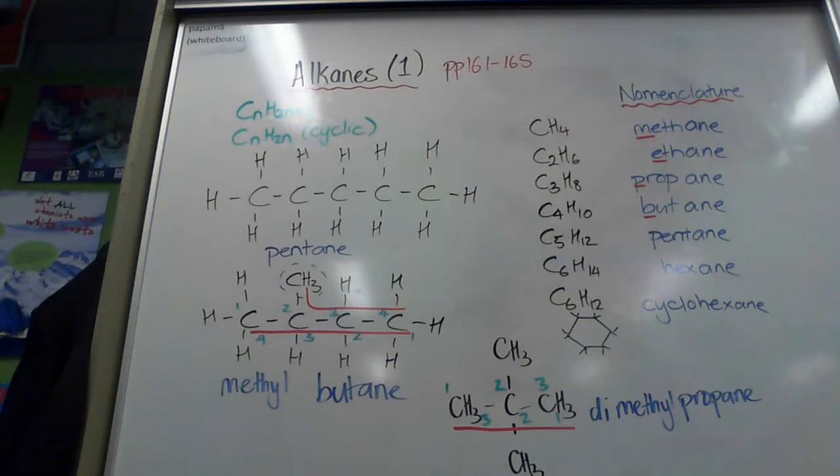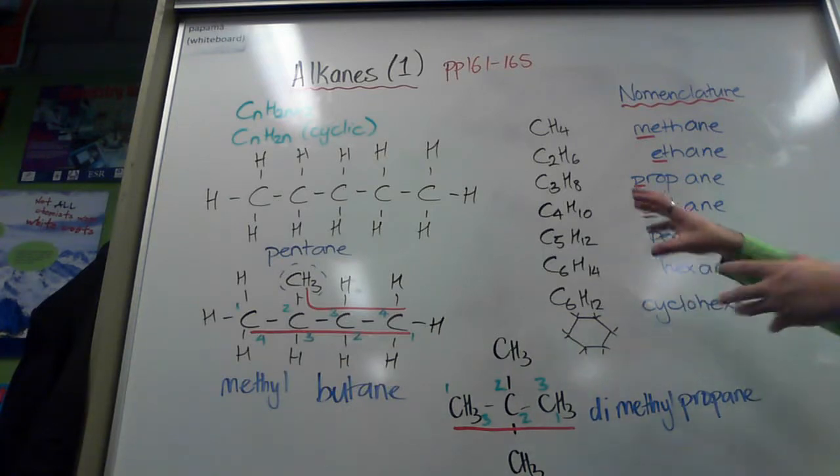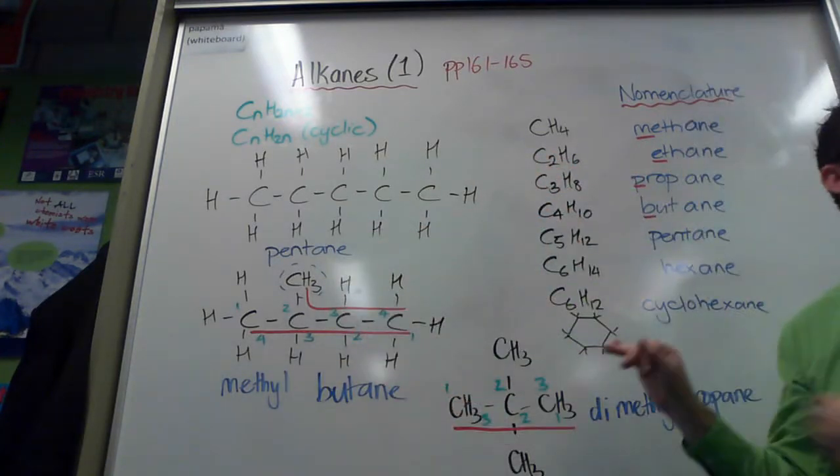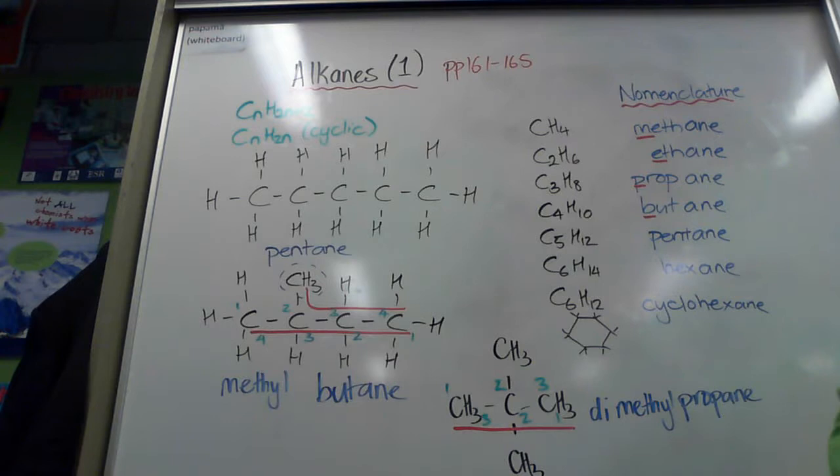Dimethyl propane. As I inferred just then, your next task is to do the same sort of thing, make the isomers, and name the isomers for C6H12. There's going to be more than 3. So if you don't get at least 3, then you're missing some.